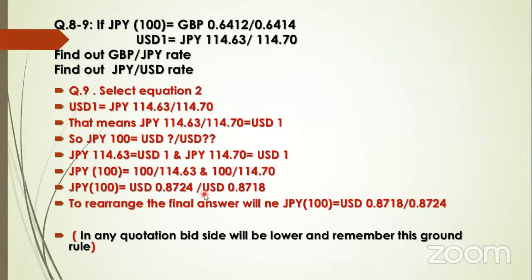That is why I have rearranged it. For 100 Japanese yen, when I get the final answer, I will get it like this, but you have to rearrange. Why? While giving the final answer, this side should be lower and this side should be higher. So that is why I have rearranged 8718, 8724. You check whichever is nearest to your answer, click it, and you get 1 mark.